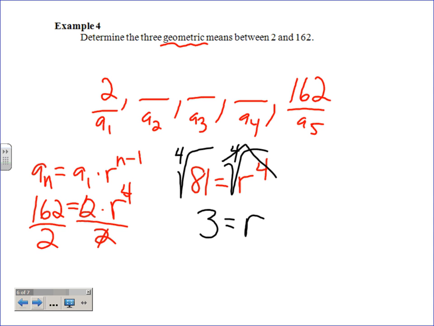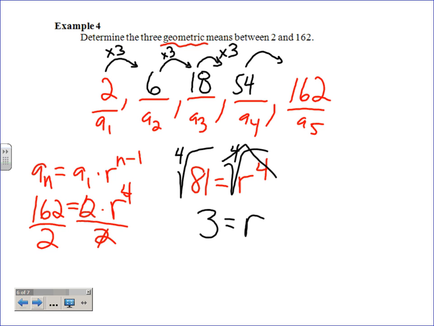Well, this question doesn't ask for r. It asks for the geometric means. But now I know how to get from term to term. To get from 2 to that next term, I have to multiply by 3. So it'd be 6. Multiply by 3 again, and I get 18. Multiply by 3 again, and we get 54. Multiply by 3 again. Does it actually work out to be 162? Yes, it does.